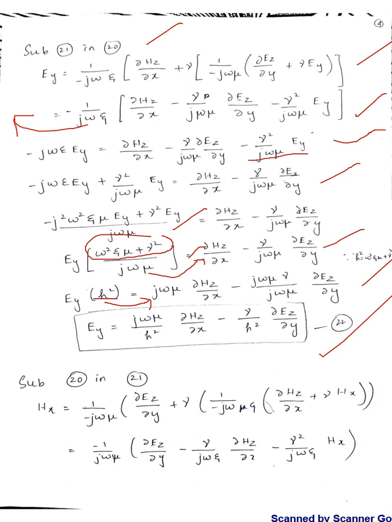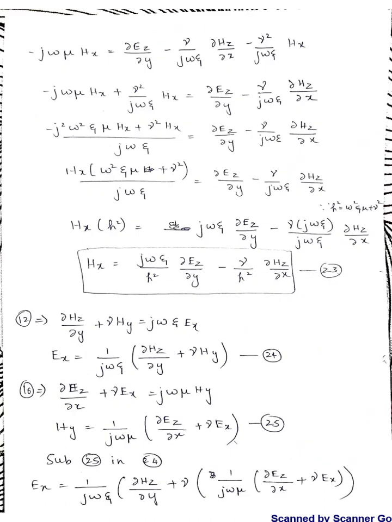Now what I'm going to do here is, we have first substituted 21 in 20. Now I'm going to substitute 20 in 21. So now we can obtain the other one, Hx. We are going to obtain Hx. So if I substitute this, I'll be getting like this, and after simplification I can write the equation like this.